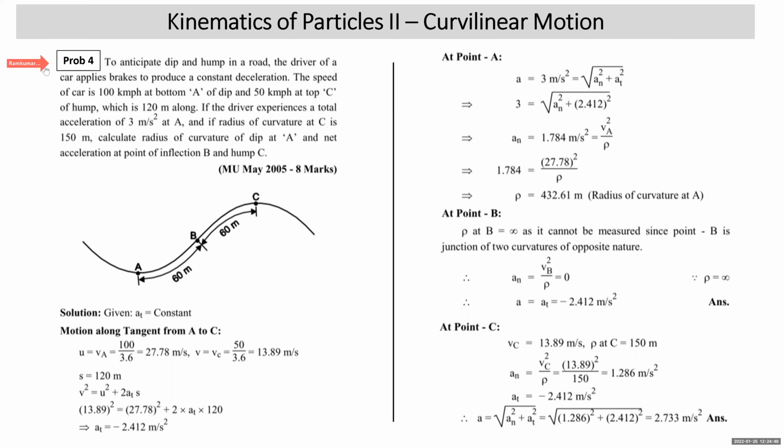If the driver experiences a total acceleration of 3 meter per second square at A, total acceleration at A is given to you as 3 meter per second square, and if the radius of curvature at C is 150 meter. So radius of curvature is not a constant this time. Even the center of curvature is changing, right? Calculate the radius of curvature of the dip at A and net acceleration at the point of inflection B and hump C.